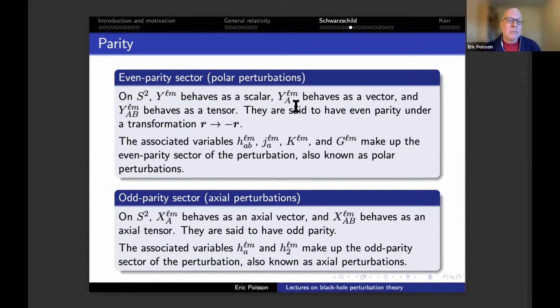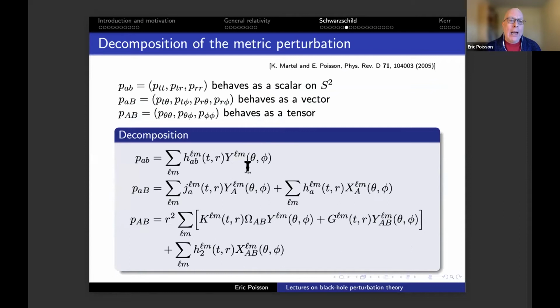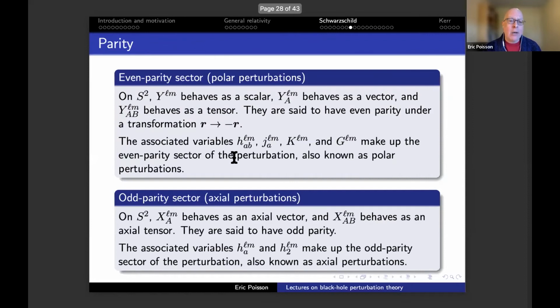The language that is used in this context is that we're talking here about even parity transformations, because they have a certain behavior under parity transformation, which is just a mirror reflection across the origin. So that's often referred to as the even parity sector, those that come with those harmonics, or in the literature they're referred to as polar perturbations. So in the expansion that I had before, anything that comes with a Y, Y_a, or Y_ab would be considered part of the even parity sector of the perturbation.